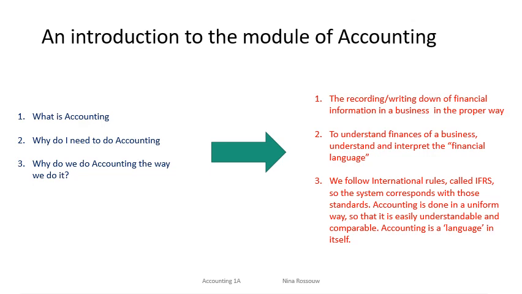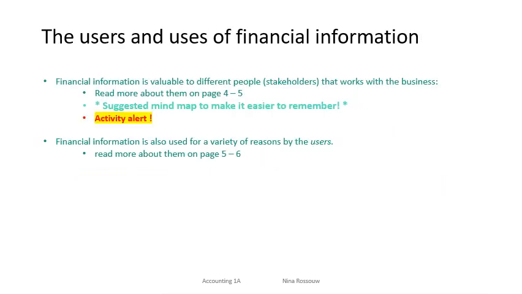So that's why I said on the slide towards the bottom right, accounting is done in a uniform way so that it's easily understandable and comparable. And with that, we mean that if you can look at one business's financial results, you should be able to understand any other business. So it's got the same language, and that's why we actually say accounting is a language. And if you battle with understanding accounting, maybe think about it as the financial language, as you would regard any other language that you speak.